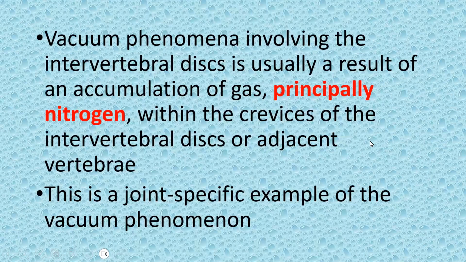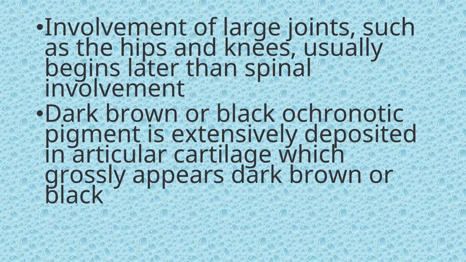Vacuum phenomena involving the intervertebral discs is usually a result of accumulation of gas, principally nitrogen, within the crevices of the intervertebral discs or adjacent vertebrae. This is a joint example of vacuum phenomena. The involvement of large joints, such as the hips and knees, usually begins later than spinal involvement. Dark brown or black ochronotic pigment is extensively deposited in articular cartilage, which grossly appears dark brown or black.